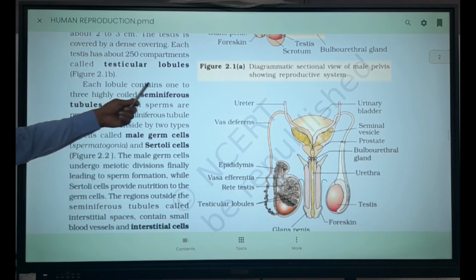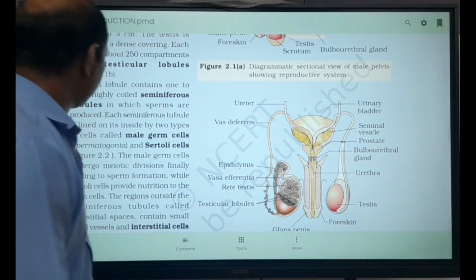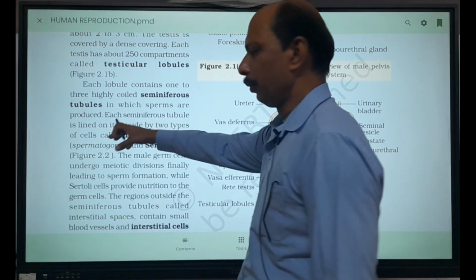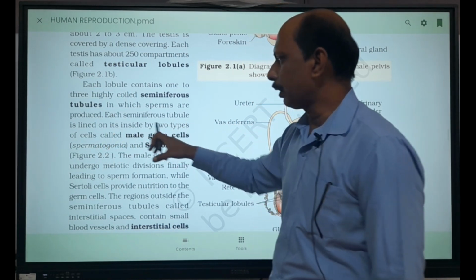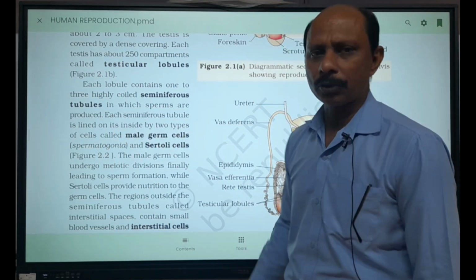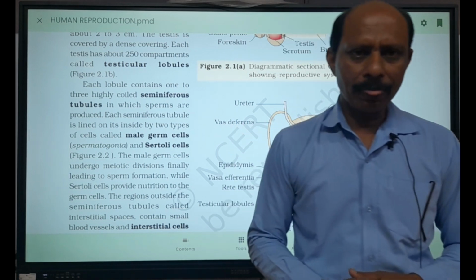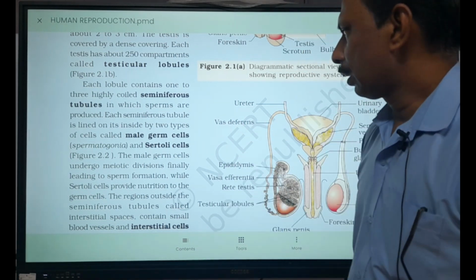Here, each lobule contains 1 to 3 highly coiled seminiferous tubules in which sperms are produced, right? Each seminiferous tubule is lined on its inside by two types of cell. One is called germinal cell, right? And another one is called Sertoli cells.